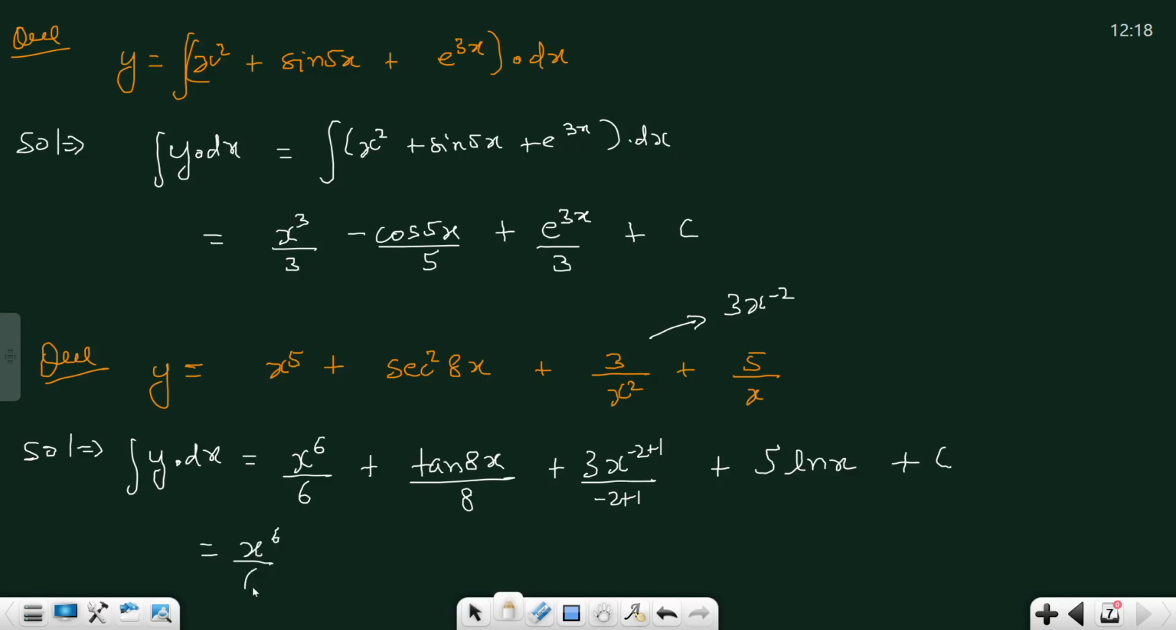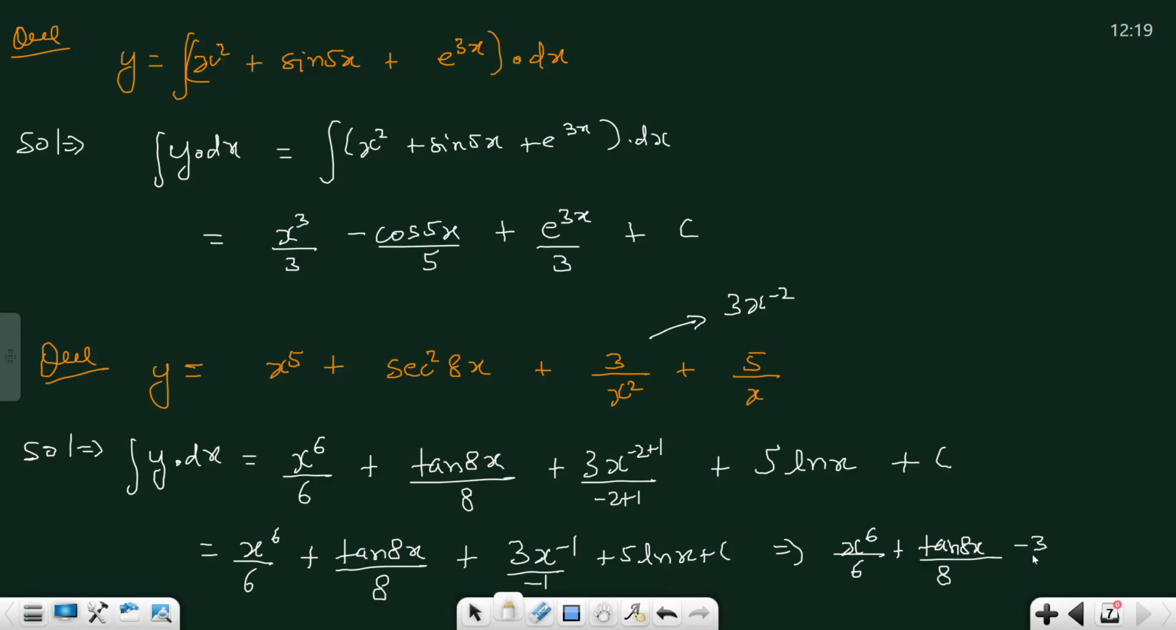x to the power 6 by 6 plus tan 8x by 8 plus 3x to the power minus 1 plus 5 ln x. Let's see. So the final answer is x to the power 6 by 6 plus tan 8x by 8 minus 3 by x plus 5 ln x. Let's see. बताओ मैच कर रहा है?